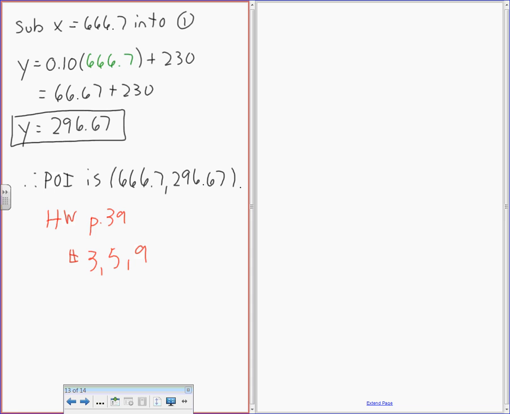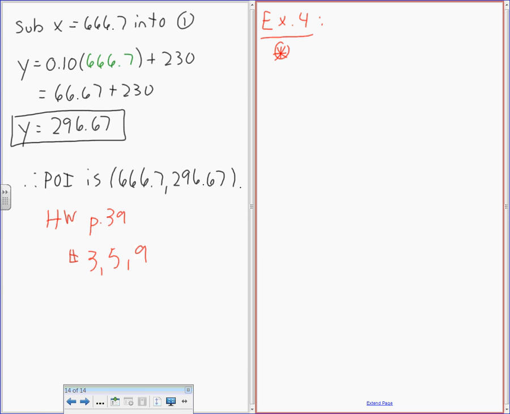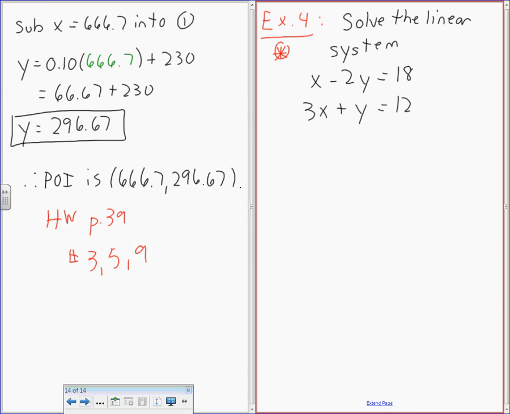Okay, I'm going to put example 4 on the board here though. I'm going to put a star beside it. It's going to say solve the linear system. Okay, this one is a little bit more awesome.